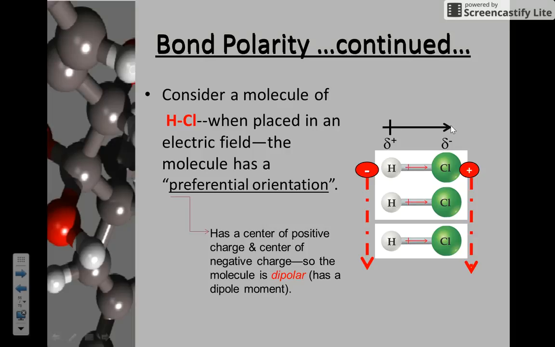Here's the vector. When you draw your vectors, the positive end is going to be at the atom in the molecule that has the least electronegativity, and the arrow will always point in the direction of your more electronegative element.